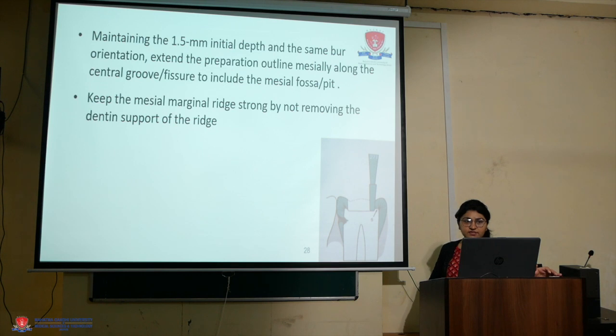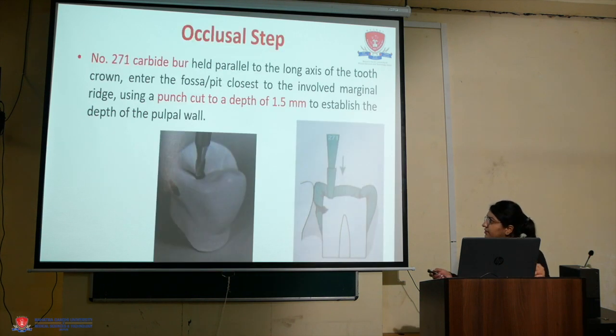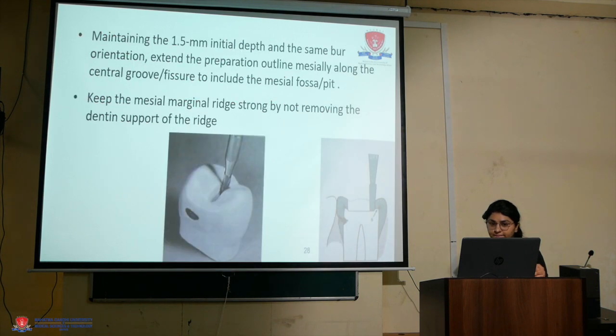Then, maintaining this initial depth and the same burr orientation, you have to extend the preparation to the other proximal side. For example, here we are considering that the caries is present on the distal surface, so you have to extend it towards the mesial surface. And you have to keep the mesial marginal ridge intact by not removing the dentine support of the ridge.